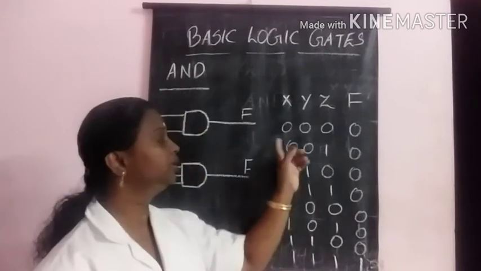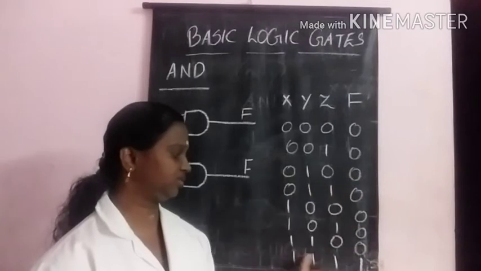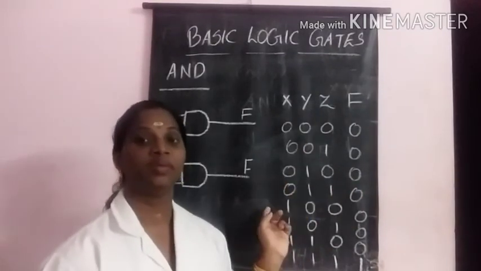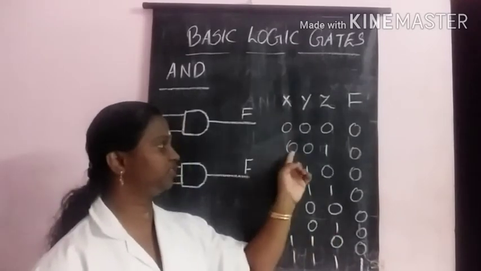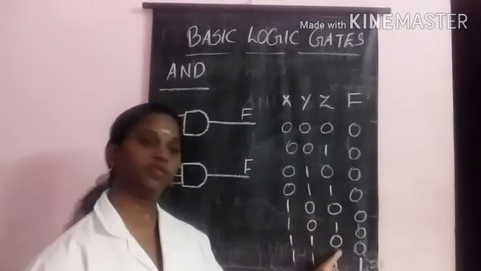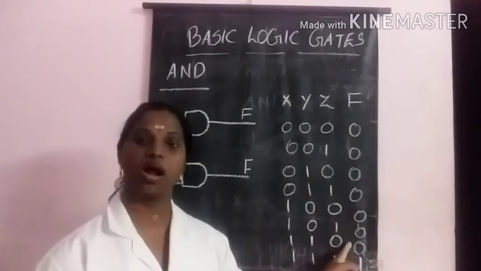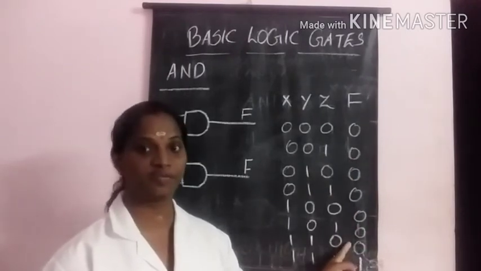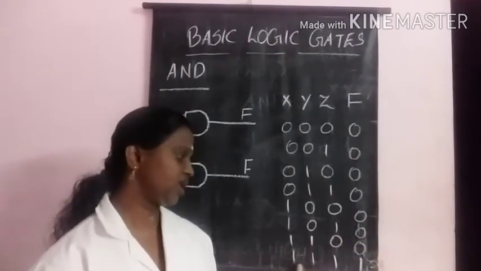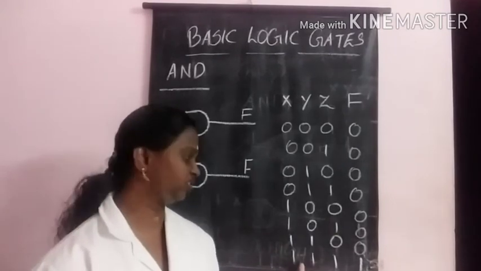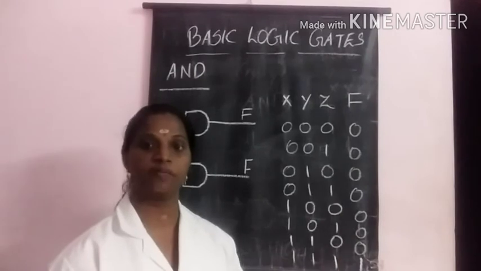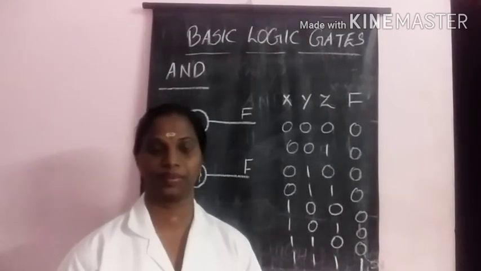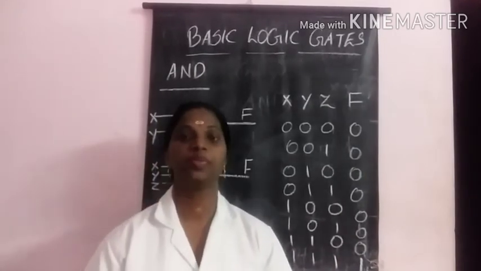See here, in these 7 cases, one input is 0. That's why all the outputs are 0. Only one combination is 1 1 1. That's why we get only one high output. Clear?